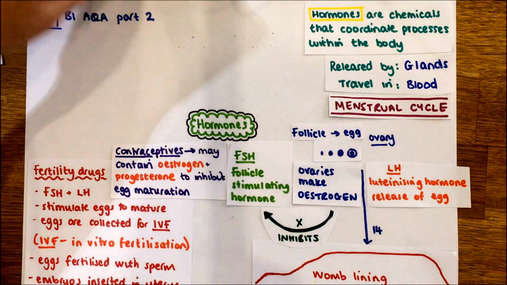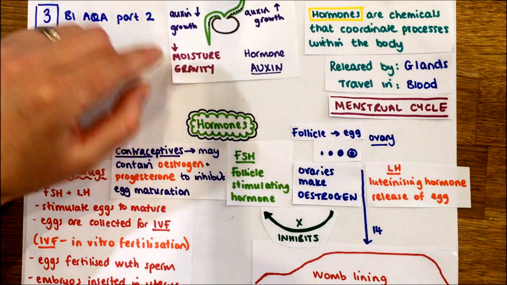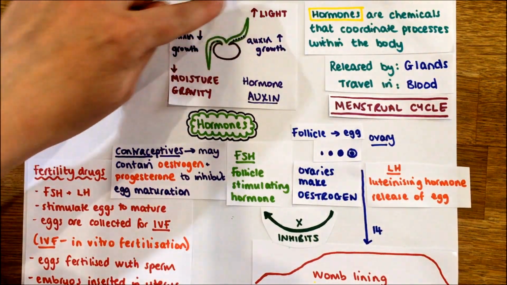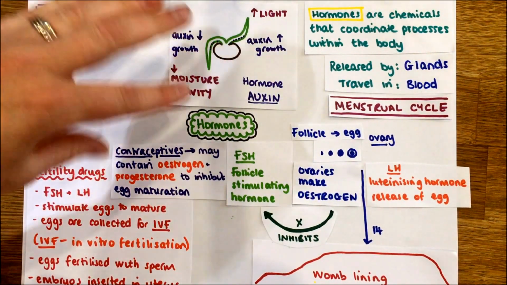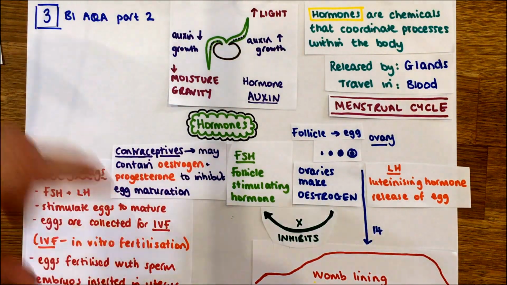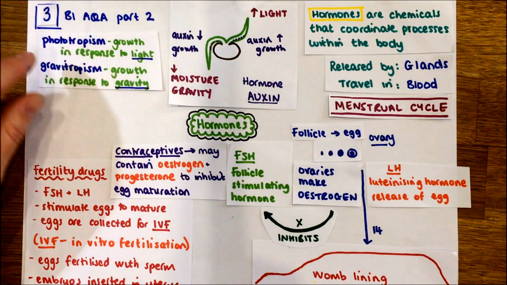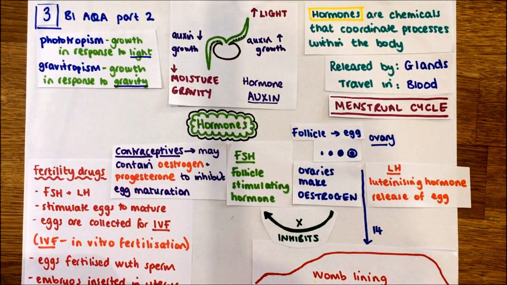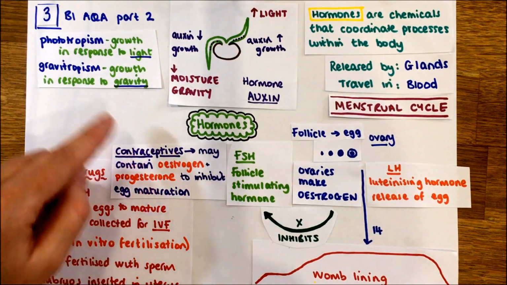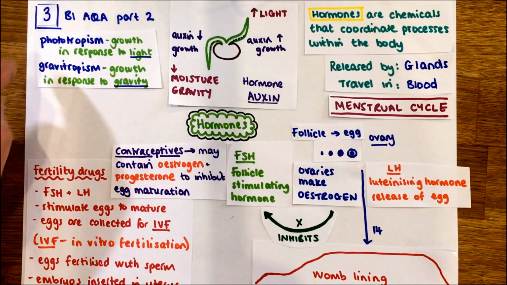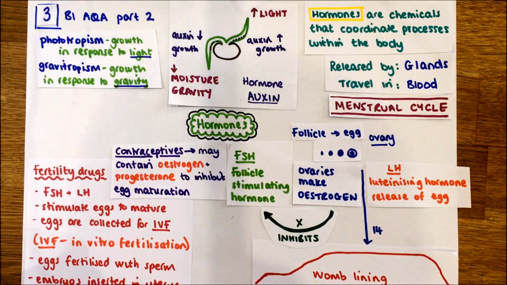Right, plant hormones now. We've got here a picture of a seedling growing, okay, so there's a shoot going up and the root coming down. Now, plants respond to light, moisture and gravity, and there's some terms you need to know for that. So phototropism is growth in response to light, and gravitropism is growth in response to gravity. You need to be able to use those two words successfully in your exam paper.